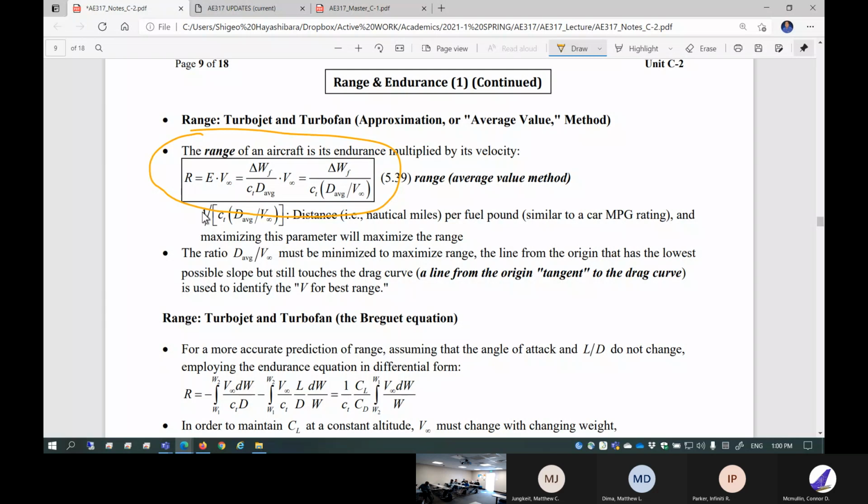Interesting thing is this one, inverse of CT, this is TSFC. Drag average value divided by velocity, this is how many nautical miles you can fly per fuel pound. This is similar to miles per gallon rating for automotives. So this is how efficient your airplane is. Okay? So how much fuel do you need to fly like 1 nautical mile? You have to optimize this, right?